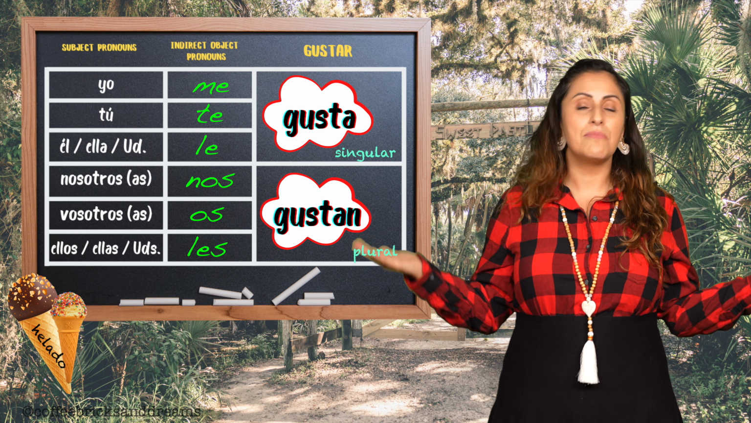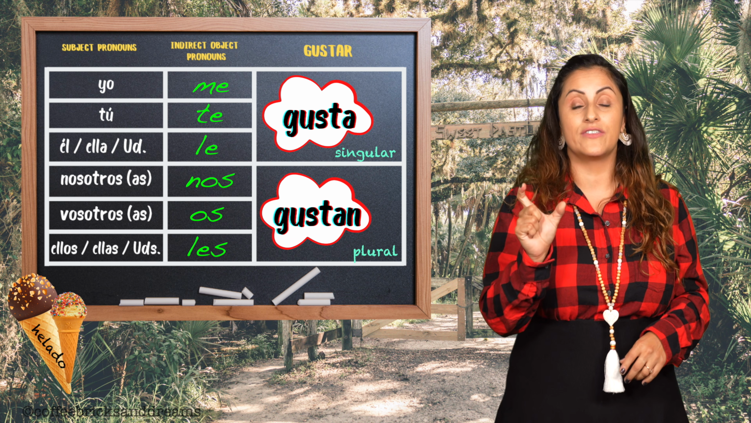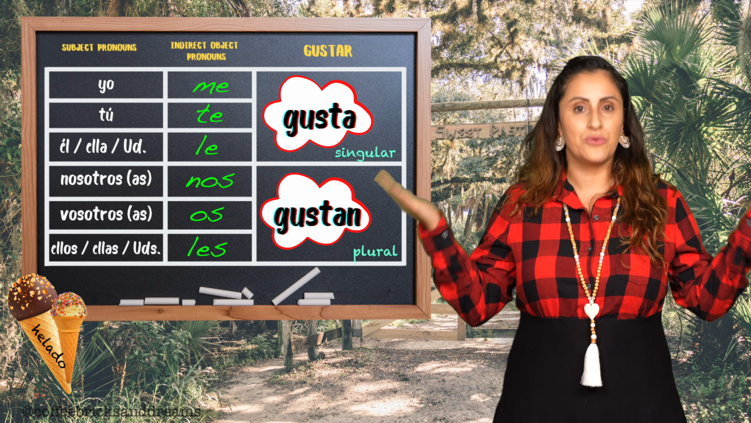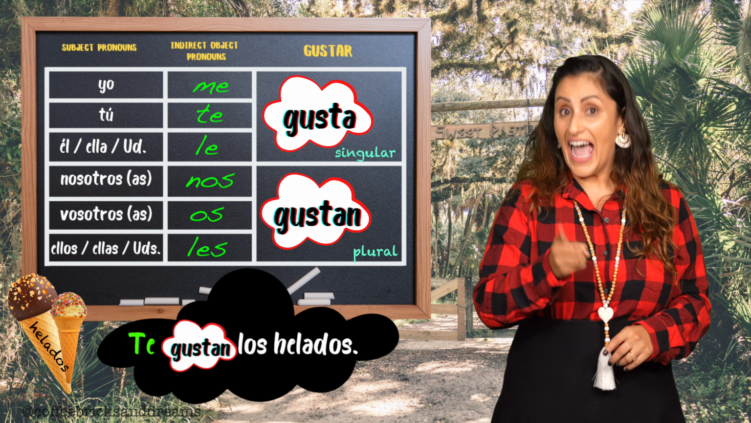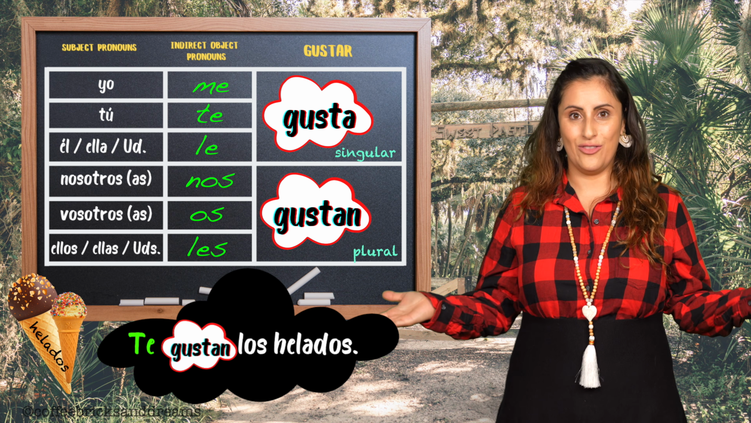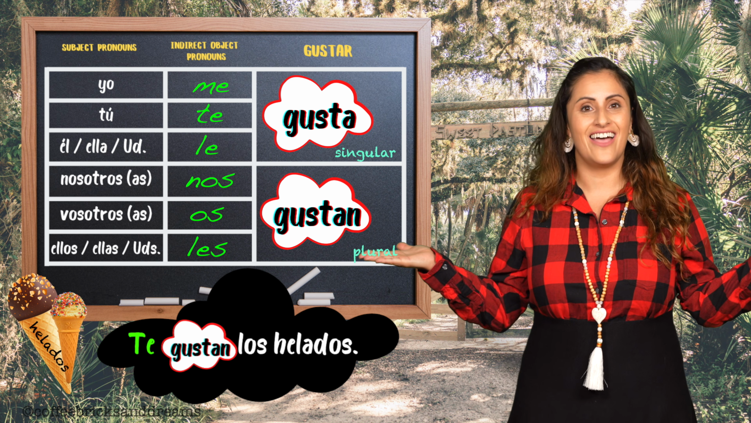Again, if you want to talk about multiple ice creams, you would only change the form of the verb gustar, and then of course you would make helado plural. So we would say, te gustan los helados.